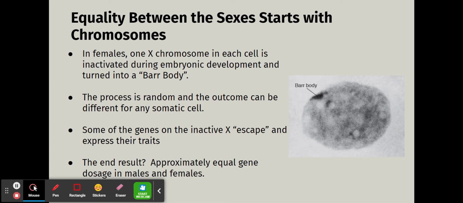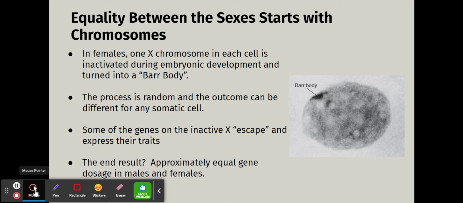In females, one X chromosome in each cell is inactivated during embryonic development, and it's turned into, let's get my pen out, make it purple. This here is called a Barr body. When you look at female cells under a microscope, the nucleus will have this little dark spot. That is like crumpled up genetic material found on the X chromosome that was inactivated.